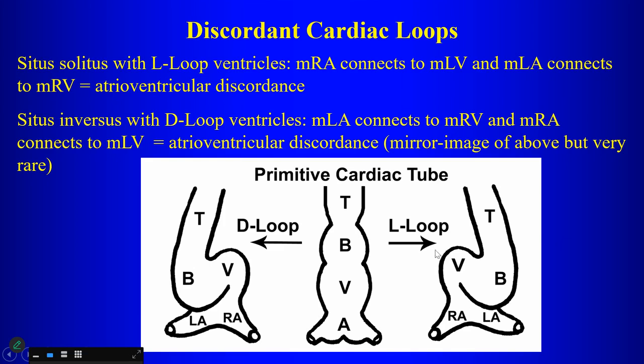Well, how many things have to go wrong to get this? One. You have situs solitus. Instead of forming a D loop, it just forms an L loop. That's still rare, right? But how many things have to go wrong to get this? Two. You have to have situs inversus, which in and of itself is rare, but on top of that, it also has to undergo a discordant cardiac loop. So that's why you're almost never going to see that, maybe once in your life, if you're lucky.